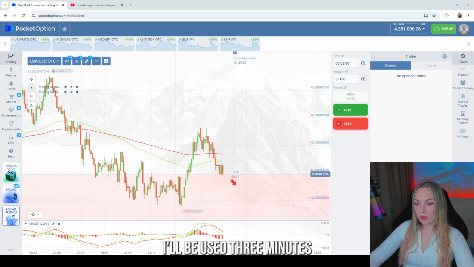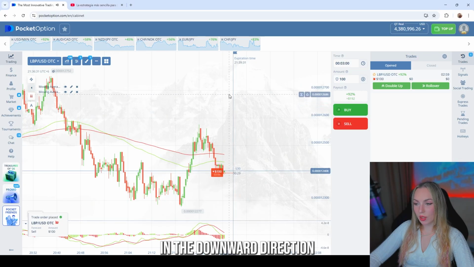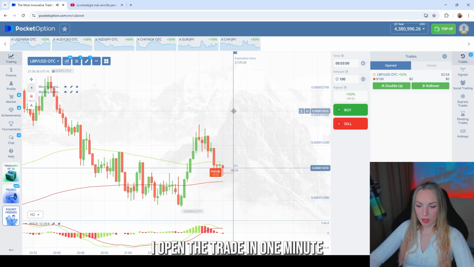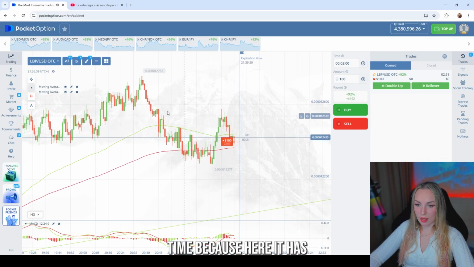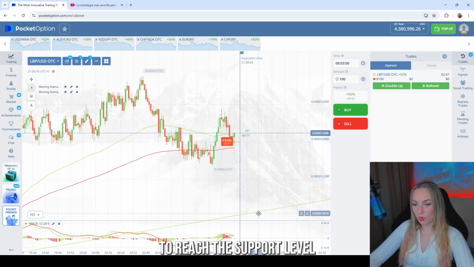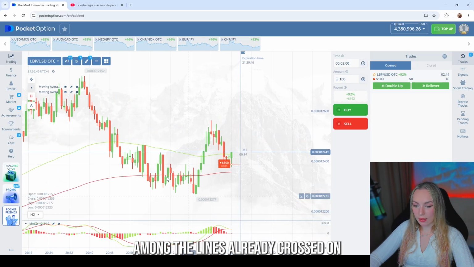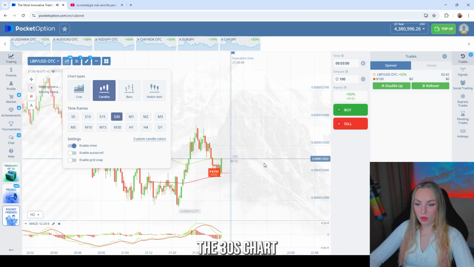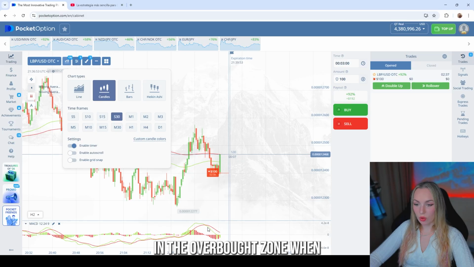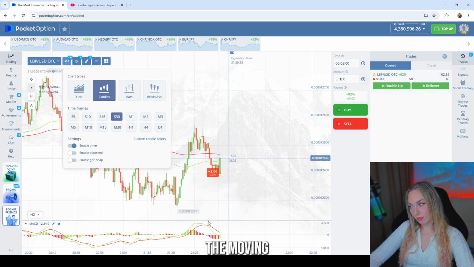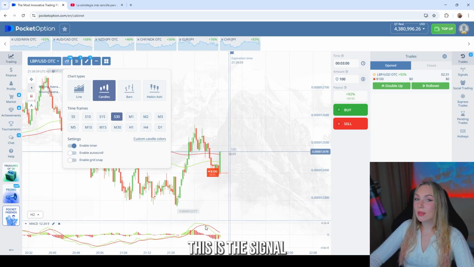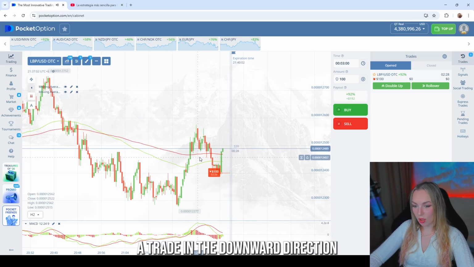LBP USD 3 minutes in the downward direction. I just entered. Basically, I open the trade in 1 minute time because here it has the downward trend. It tries to reach the support level. MACD lines already crossed on the 30 seconds chart in the overbought zone when the moving averages of MACD are crossing in the overbought zone. This is the signal to open the trade in the downward direction.